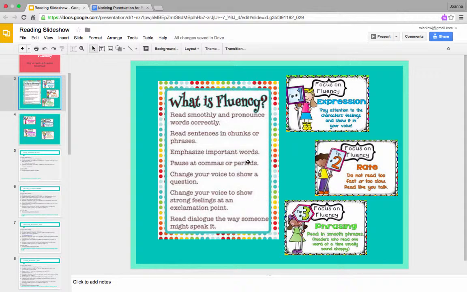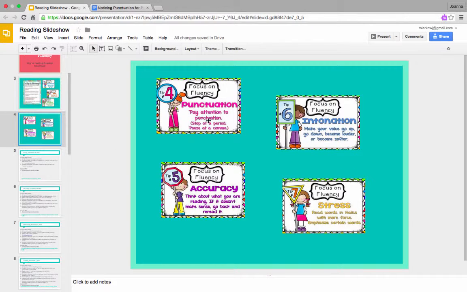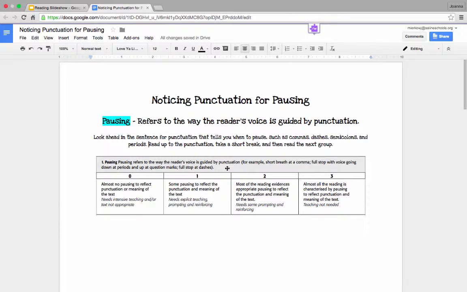I'm also going to give you some other tips for punctuation that you're going to have to pause at. So with punctuation, we want to pay attention to it when we stop, when we take a break. When we click on this Google Doc, we're looking ahead in the sentence for punctuation that tells you when to pause, such as commas, dashes, semicolons, and periods. You're going to read up to that punctuation, take a short break, and then read the next group.